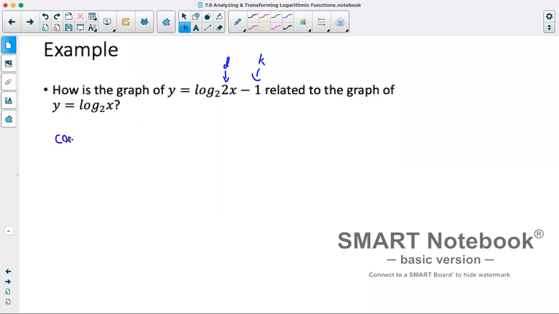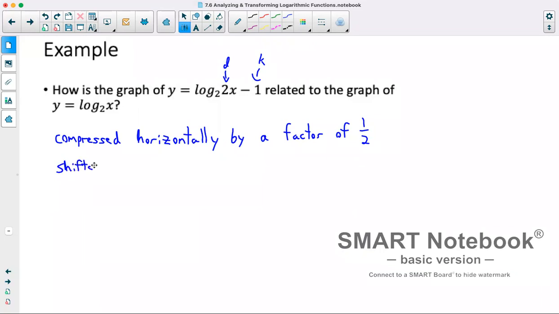So we can say it's being compressed horizontally, because that's what our d value does. It compresses or stretches it horizontally. Now it's by a factor of 1 over our d value. So it'd be by a factor of 1 over 2. And then this here is our vertical shift. So we have shifted down 1 unit.